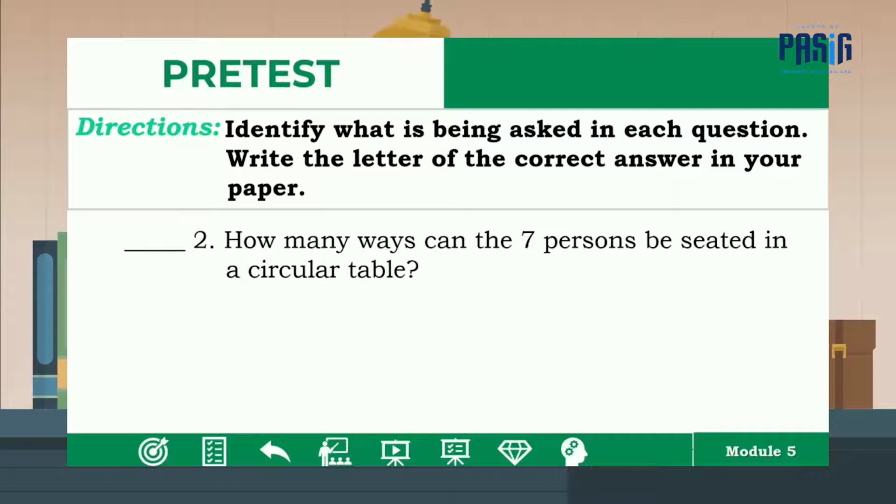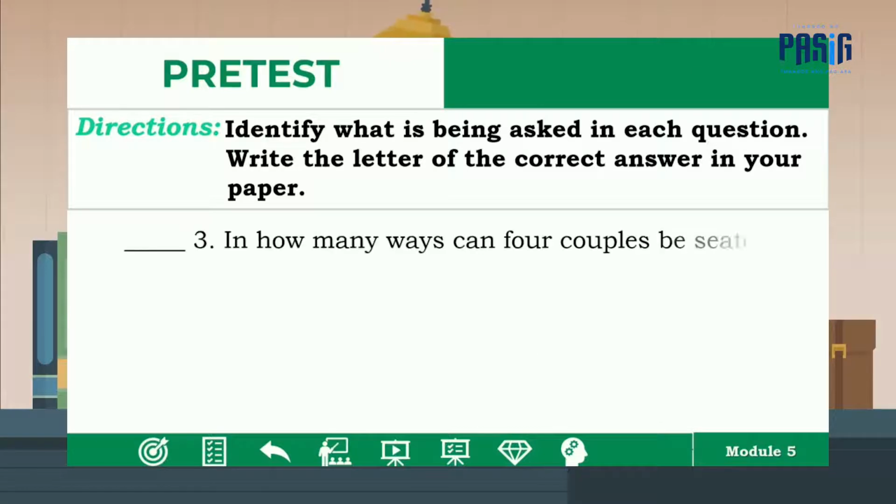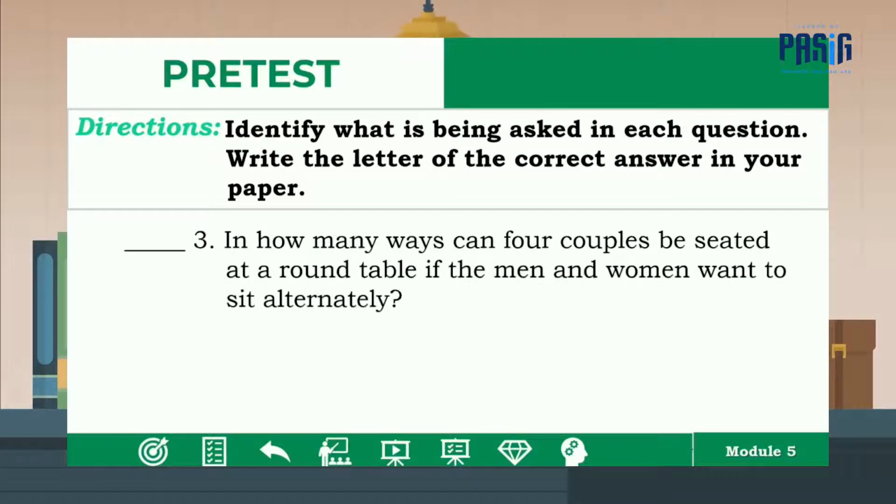Number 2. How many ways can the 7 persons be seated in a circular table? Is it A, B, C, or D? The correct answer is letter C. Number 3. In how many ways can 4 couples be seated at a round table if the man and woman want to sit alternately? A, B, C, D. And the answer is letter A.